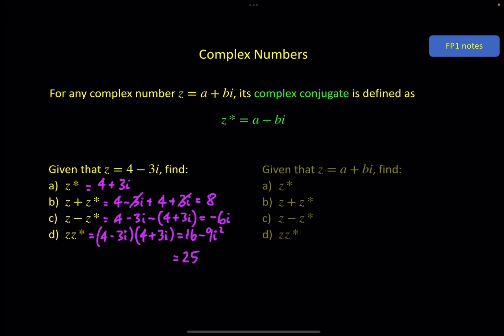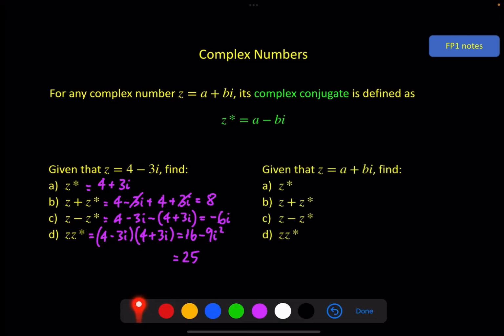To make clear how useful that is, I'm going to do the same questions with the general complex number a plus bi. And I hope that you can follow through the ideas that z star here, we've already got a minus bi. Here we're going to find a real number, because if you're adding its own conjugate, you will always have the imaginary parts cancel out, and you will always have 2 times the real part as your answer. That can be very useful.